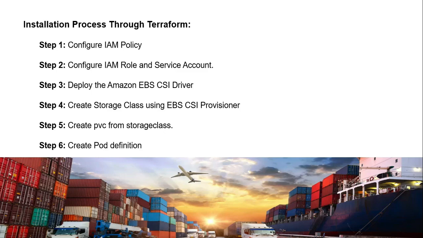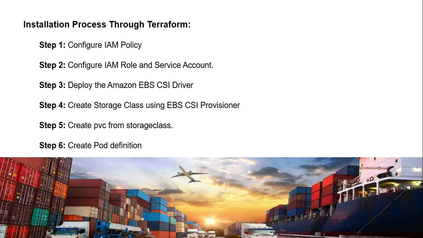Step 2, configuring the IAM role and the service account. We need to associate the IAM role with the Kubernetes service account, so the service account can provide the AWS permission to the container. Step 3, deploying the Amazon EBS CSI driver. Currently there are two ways of deploying the EBS CSI driver: using Helm or using the Amazon EKS add-on. In our case, we are using the Helm chart.